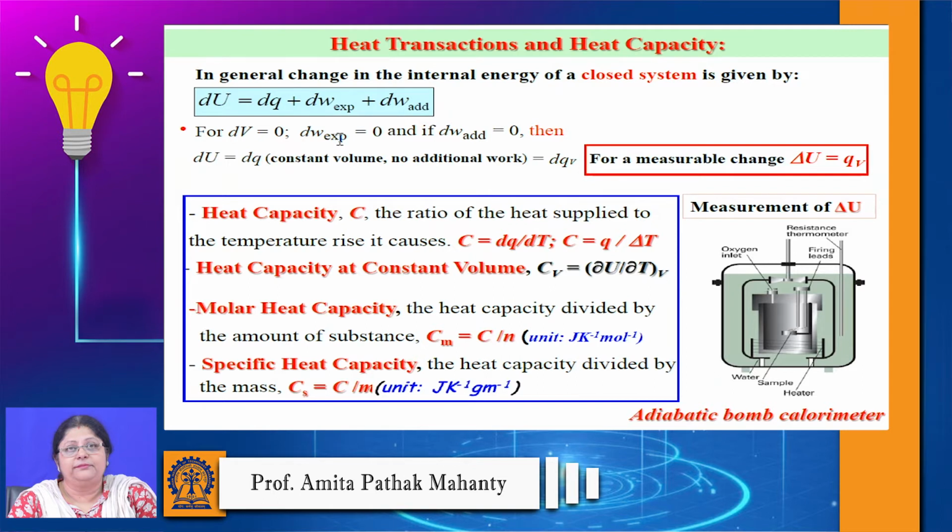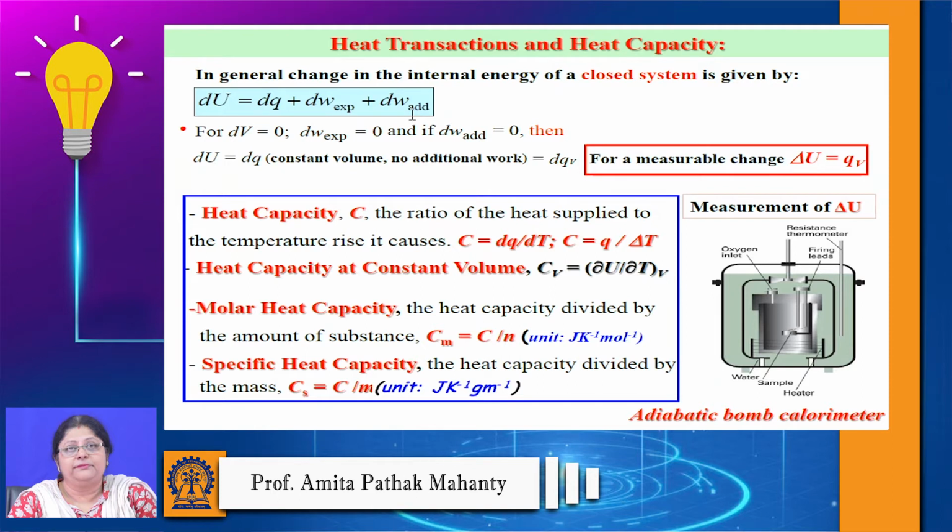In general, in a closed system, the internal energy change is associated with the total amount of Q which is absorbed and the total work done. If it is not only expansive work, we also have additional work, suppose electrochemical work and those sorts of work. We are not talking about those, so all additional work is zero.